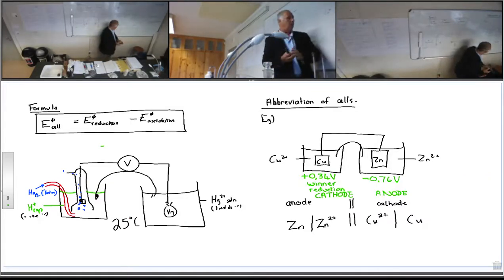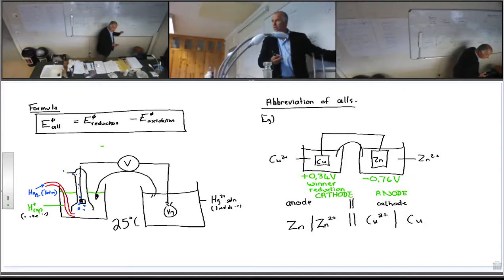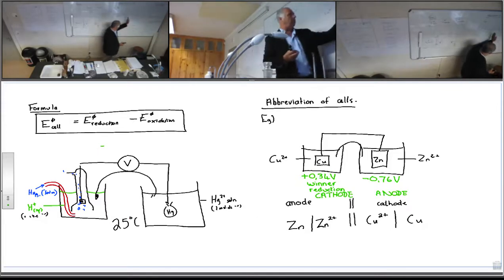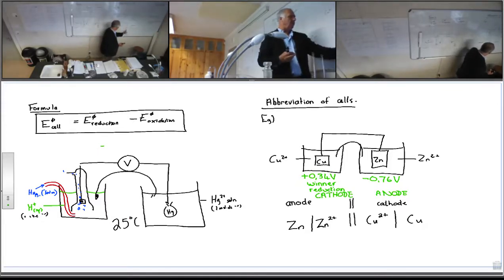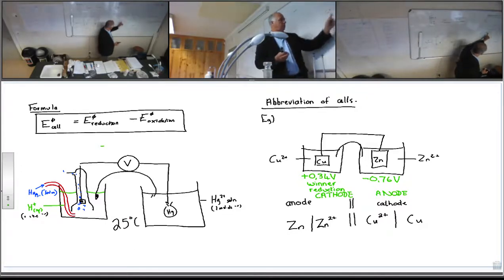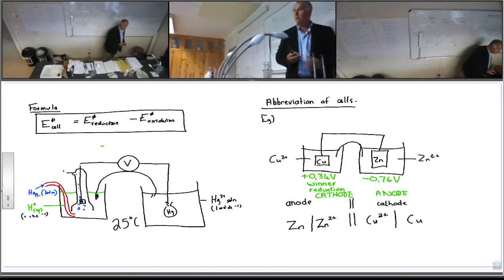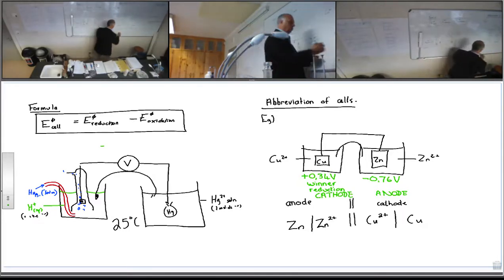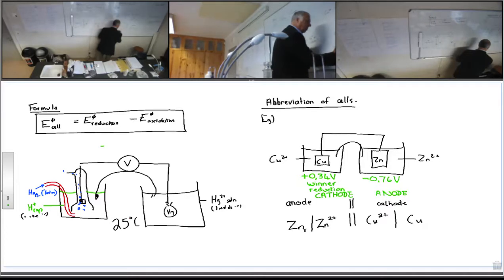Okay? On the left is always the anode. On the right is always the cathode. You separate the one half cell from the other half cell with a double line, which represents the salt bridge. You separate the solid from its salt with a single line. Right? Are you happy with that? Okay? What you will usually also see is solid, aqueous, and in some cases you'll also see the concentration, 1 mole per decimeter cubed.